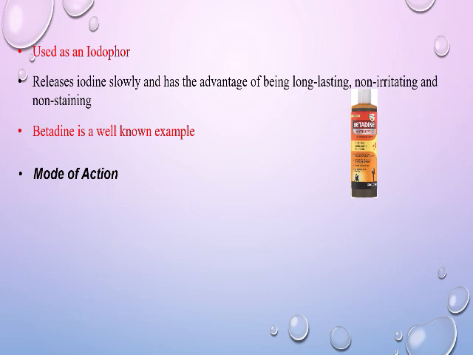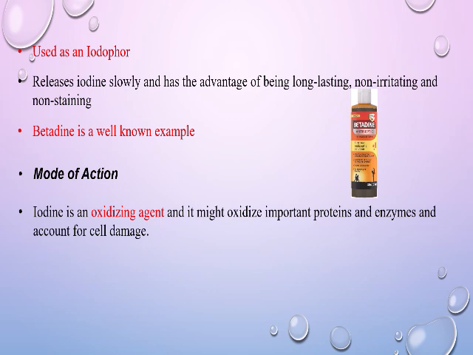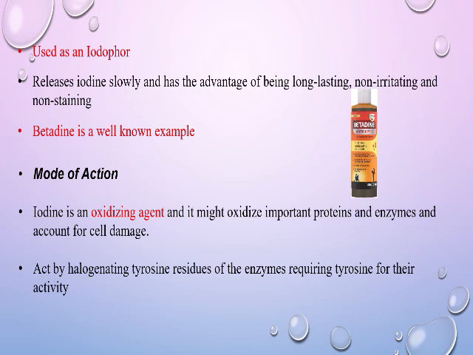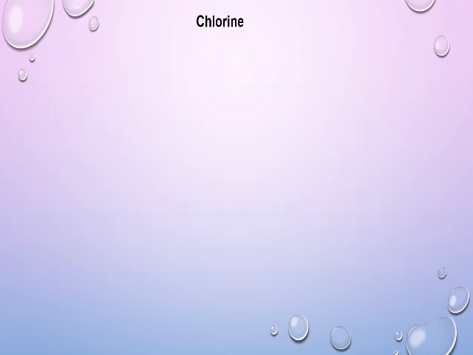The mode of action is that it acts as an oxidizing agent and it might oxidize important proteins and enzymes and account for cell damage. It is also suggested that it may act by halogenating tyrosine residues of the enzymes requiring tyrosine for their activity. The next halogen is chlorine.